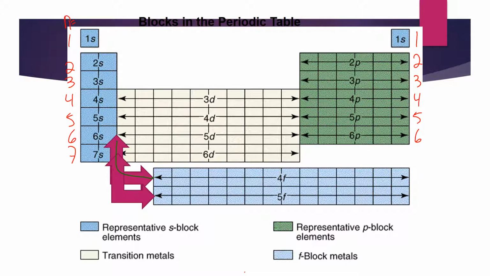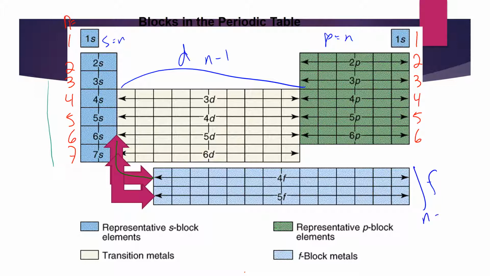Okay, so don't forget to sum this up. Row numbers, which is n, 1, 2, 3, 4, 5, 6, 7. Okay, the S block is everything here, and remember the S block is just n, no minus. Okay, you have the P block, which is also n, so it's just the row number. The D block, which is n minus 1, and the F block, which is n minus 2. The row number, remember the row number is n. Okay?